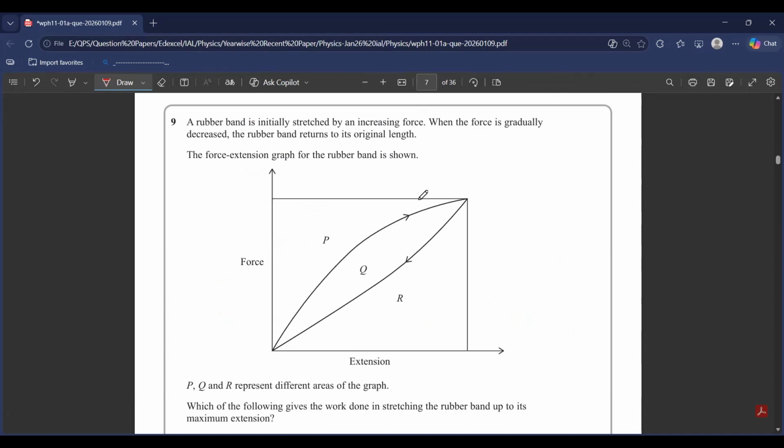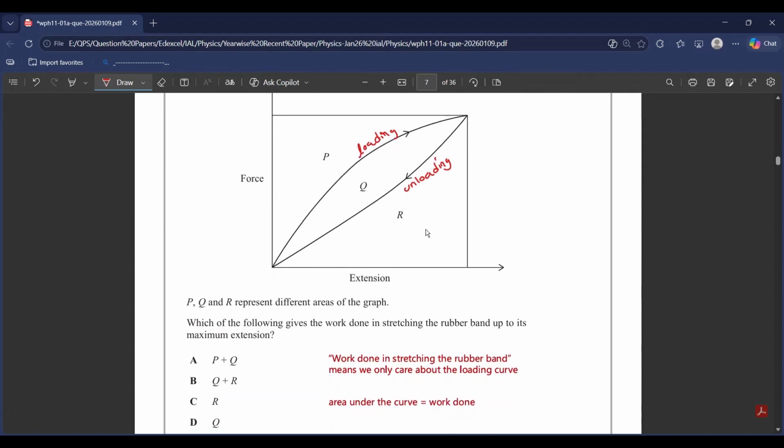Next question: when the force is gradually decreased, the rubber band returns to its original length. Okay, so a certain amount of force is given on the rubber band, which is why this is the loading graph. And then if you are removing the force, this is your unloading graph, right? And the extension is 0, as they have mentioned. P, Q, R represent areas of the graph. Which of the following gives the work done in stretching the rubber band to its maximum extension?